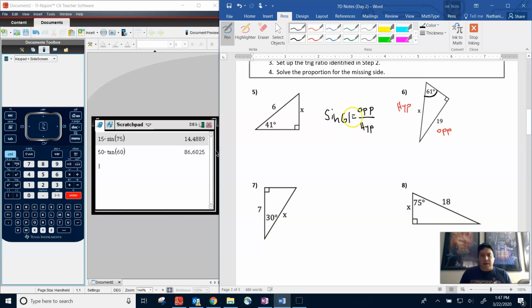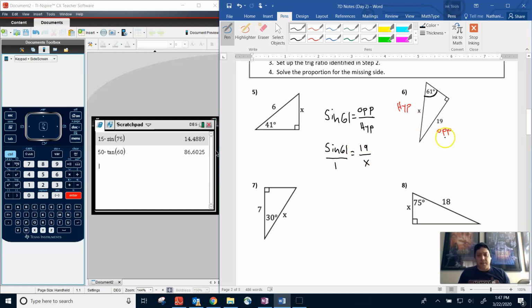Now, you can skip this step entirely and just go into the second step, which is going to be sine of 61 is equal to our opposite, which is 19, divided by our hypotenuse, which is x. We're going to put this side over the number 1, because it's easy and makes it into something we can cross multiply.